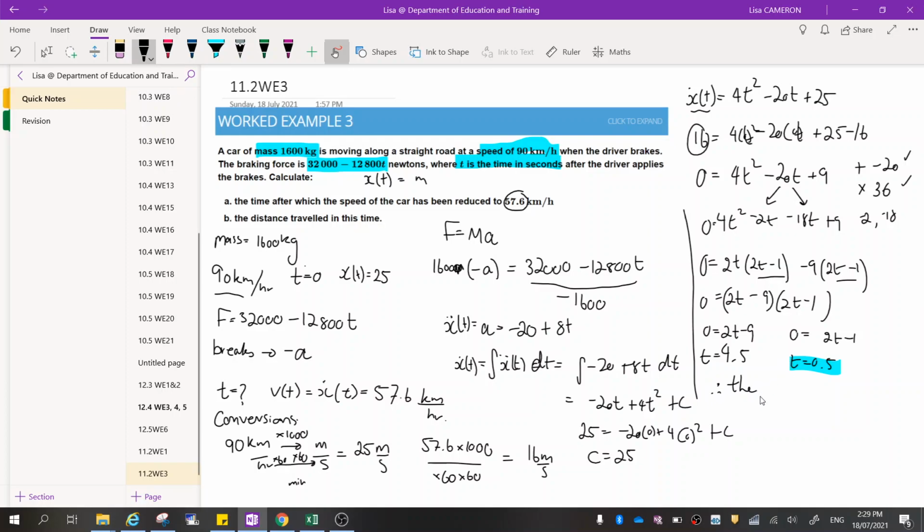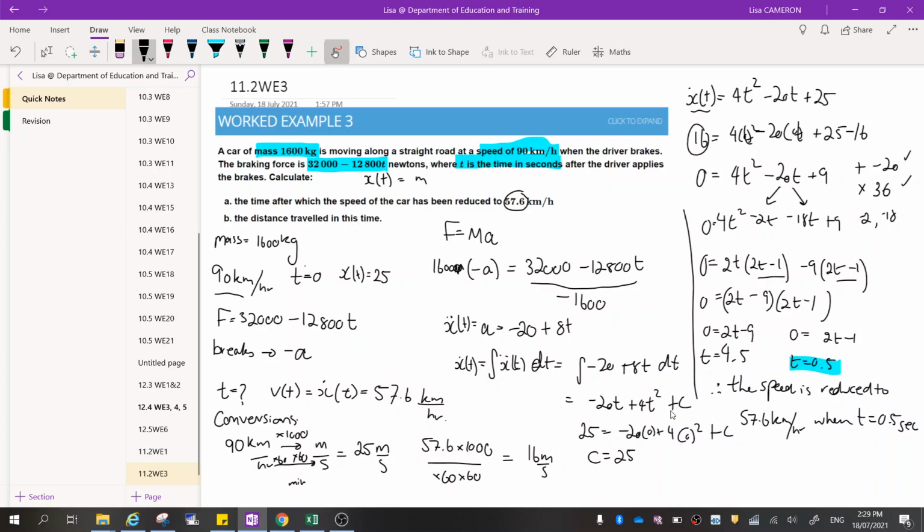So therefore, the speed is reduced to 57.6 kilometers per hour when the time is equal to 0.5 seconds. Okay, the distance traveled in this time.